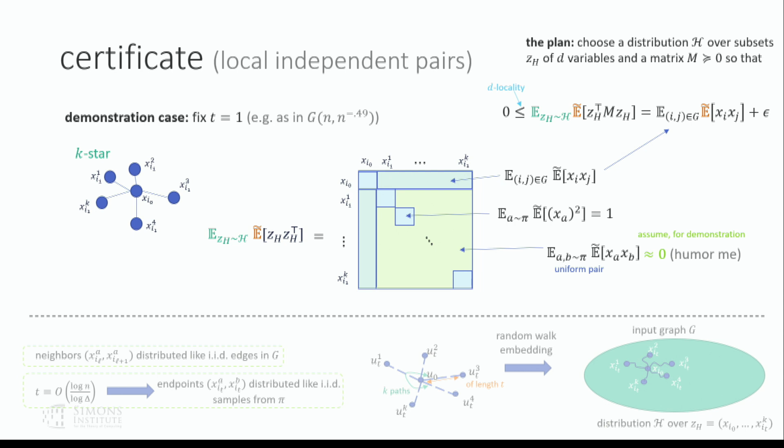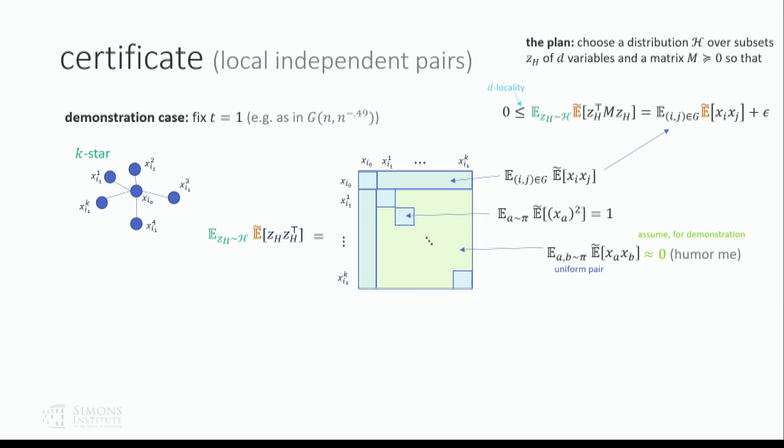Okay, so it kind of doesn't make sense that if you pick a uniform pair of vertices in the graph, they have large pseudo-correlation in magnitude one way or the other, but this won't be important, so for now assume that it's 0. So now we can choose a matrix M so that we can get such an inequality. And our matrix M is going to be the following positive semidefinite matrix.